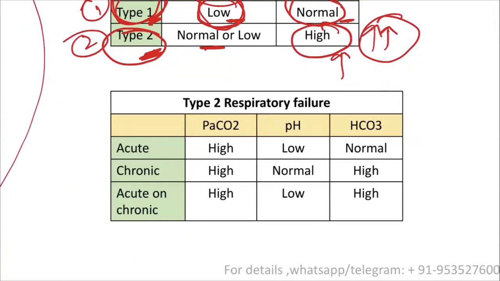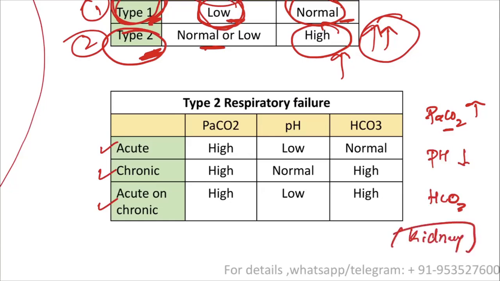Type 2 is further classified as acute, chronic, and acute on chronic. In acute, what happens? Acutely PaCO2 values will go high. As it has gone up acutely, and CO2 is nothing but an acid, the pH will go low. It becomes acidotic. Whenever the pH is on the lower side, we call it acidosis. So it becomes acidosis. What about the bicarb? You need to remember that bicarb changes take a longer time. The changes are brought about by the kidney.